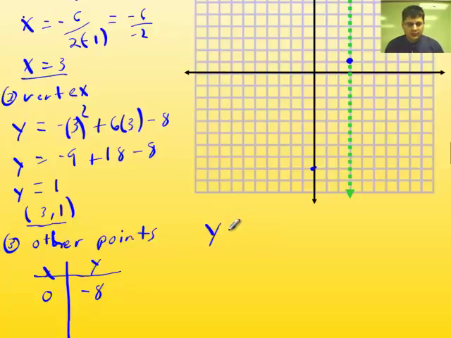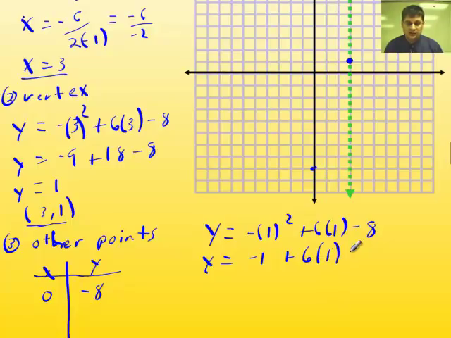So y equals negative, and then (1) squared plus 6 times (1) minus 8. So this is simply -1, because we square the 1 first and then we apply the negative. Remember, put parentheses around the numbers that you're substituting in. That'll help eliminate sign errors. It's not a guarantee, but it helps.